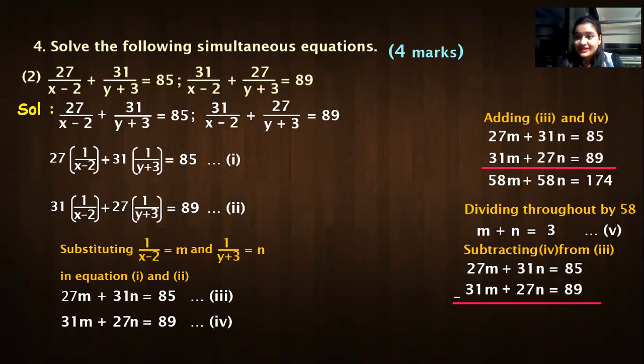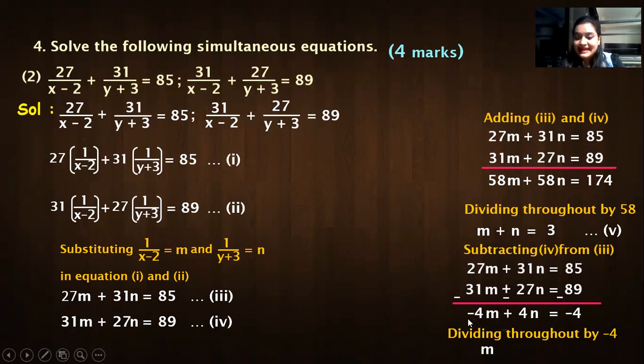So the signs will change when you're subtracting. Right now here it is plus, so it will change to minus. Here it is plus, it will change to minus. Here it is plus, it will change to minus. 27 minus 31 is minus 4m. 31 minus 27 is plus 4n. 85 minus 89 is minus 4. Dividing throughout by minus 4, since you have starting term as negative, the answer will be m minus n is equal to 1.